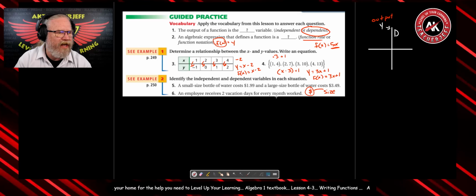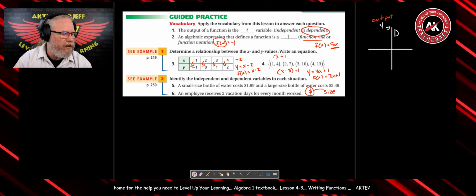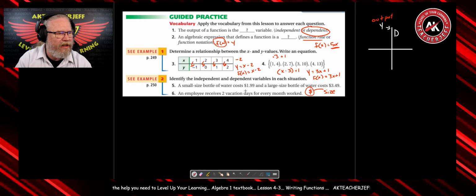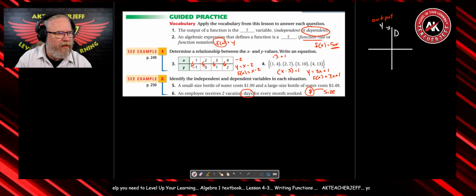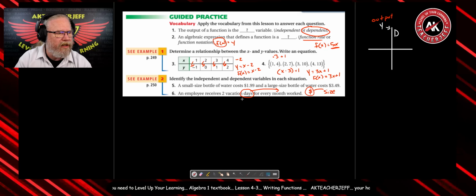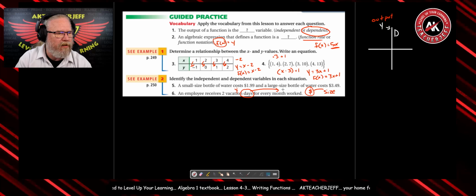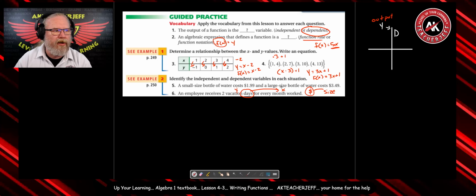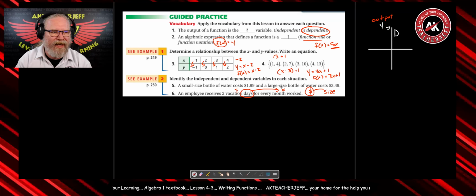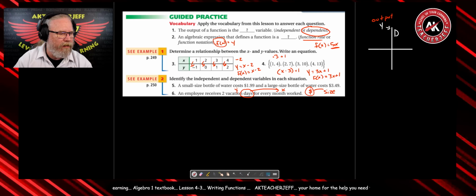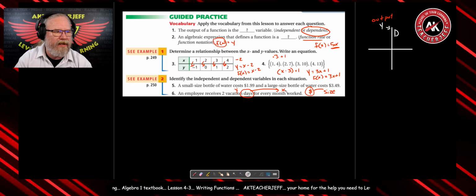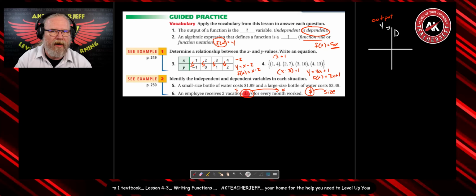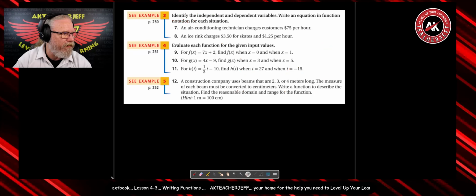An employee receives 2 vacation days for every month worked. The number of days depends on the months worked. So in this case, days is the y value, months worked is the x. Does the number of months you work determine the number of days vacation that you have? Indeed, it does. So the independent variable, the x-axis, is the number of months worked, and the dependent variable is the number of days vacation time that you have.